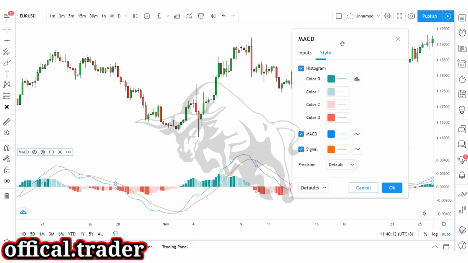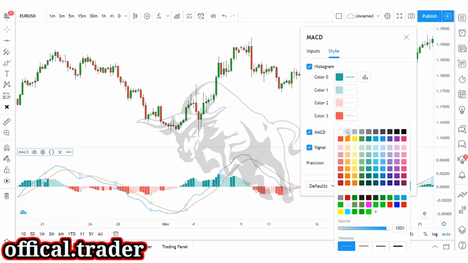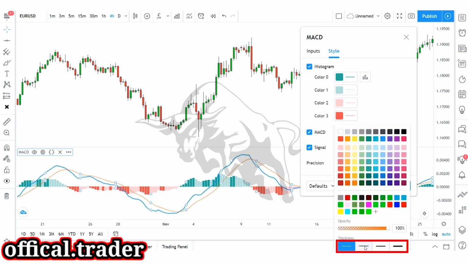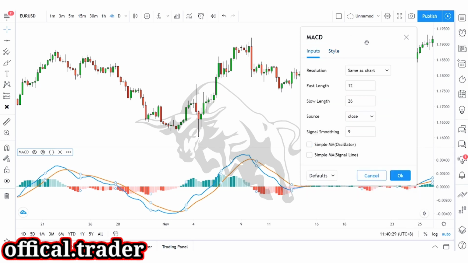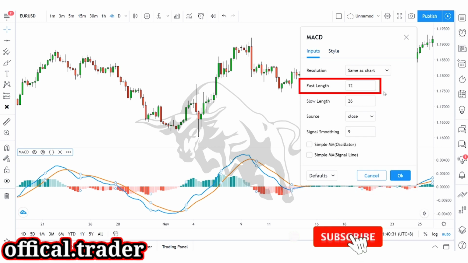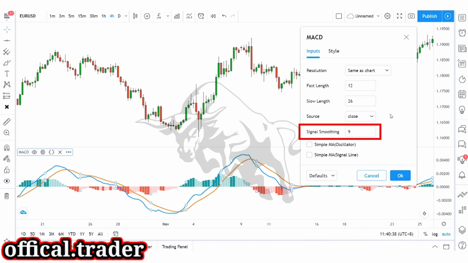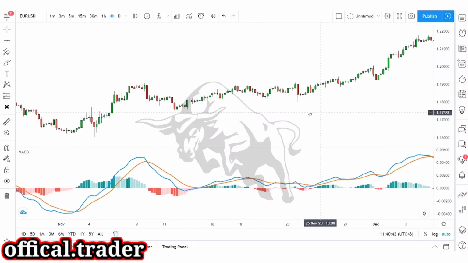So on this window, the only thing we're going to change is the thickness of the lines. So click on the MACD line, and then at the bottom, increase the thickness by 1. And then click on the signal line and do the exact same thing. Now, switching over to the Inputs tab, we're going to be leaving the fast length at 12, the slow length at 26, and the signal smoothing at 9. If you followed along, then your MACD indicator should look something like this.